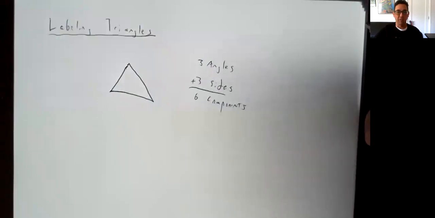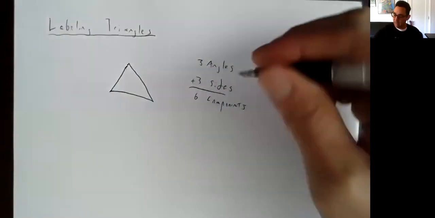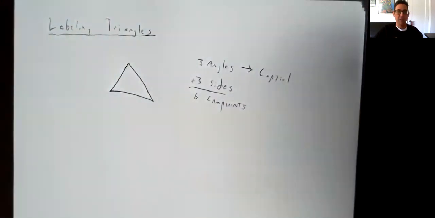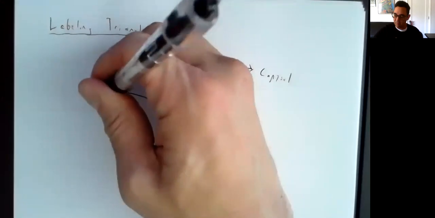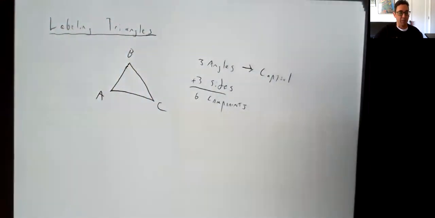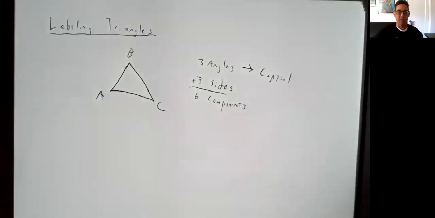Now, traditionally, we label the 3 angles with capital letters. That can be any capital letters: A, B, C, X, Y, Z, P, Q, R. It doesn't really matter. Traditionally, we tend to use A, B, and C. But the fact that I write capital letters means that they are the angles. For this chapter, we never use lowercase for angles. We are always using capital letters for angles.